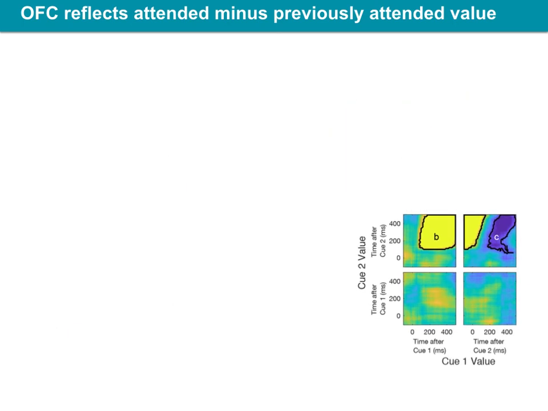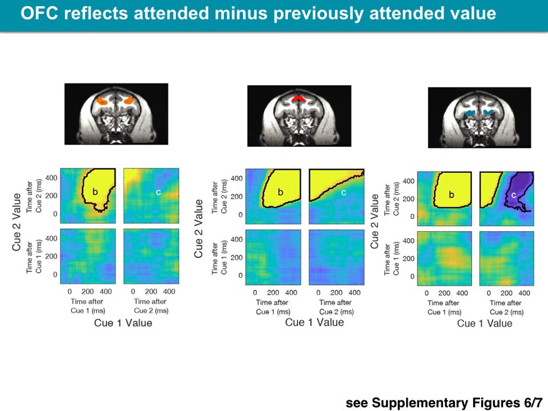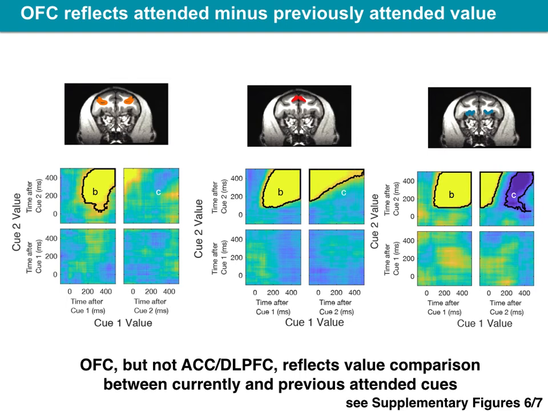And what's important is that if you then compare this with the other regions that we recorded, DLPFC and ACC, what we see is that although all of our regions have stable population responses that care to some degree about the value of the currently attended cue, only OFC has that really strong negative correlation reflecting the value of currently versus previously attended items. So it seems like OFC, but not ACC or DLPFC, is reflecting this attention-guided value comparison process.